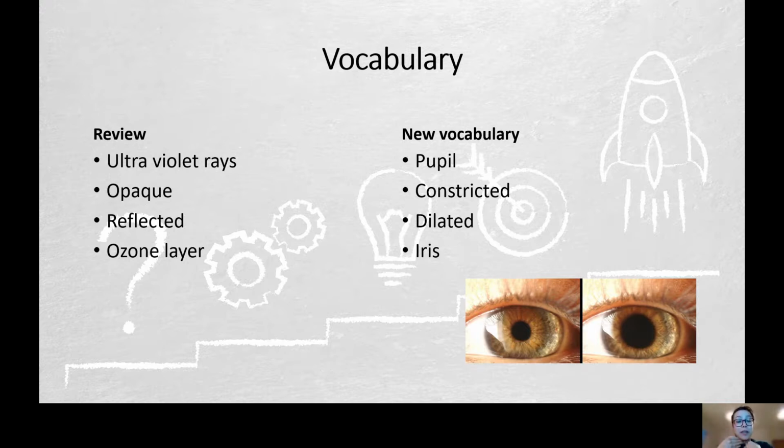Reflected. So light can reflect off a mirror, but as we will learn, light can also reflect off other objects. So when something is reflected, it bounces off something else.